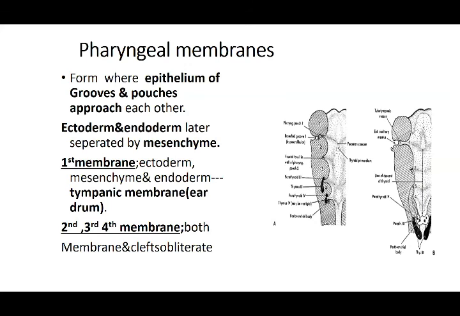So the nerve supply on the outer portion is going to be different, the middle is going to be different, and the inner side is going to be different, because the origin of the three sides is from different layers. The second, third, and fourth membranes, along with these clefts, finish off, so they do not give rise to any structure.